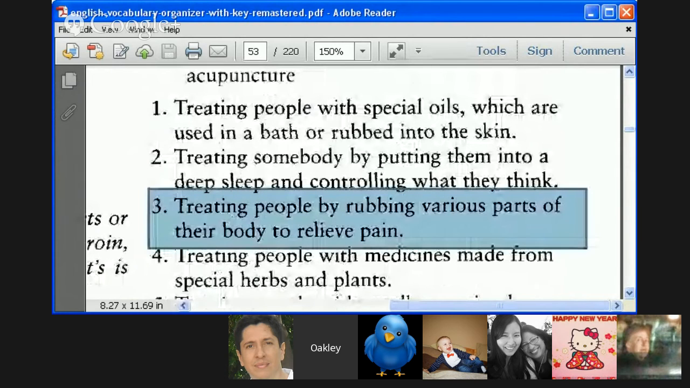Here we go. Read the next one, please, Gemma. Okay. Treating people by rubbing various parts of their body to relieve pain. I think it's massage.